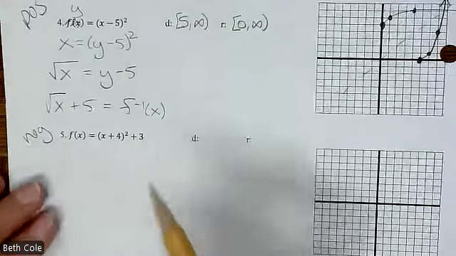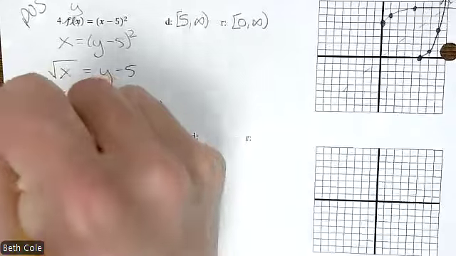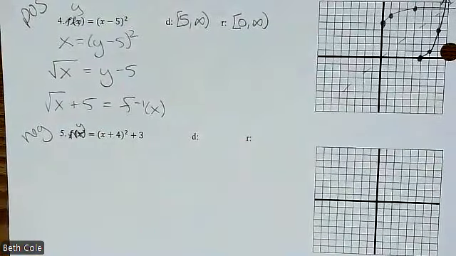Now this one, I'm going to show you how to do the exact same thing, but we're going to choose the negative half. First thing, scribble out f of x, call it y. We're going to swap x and y.